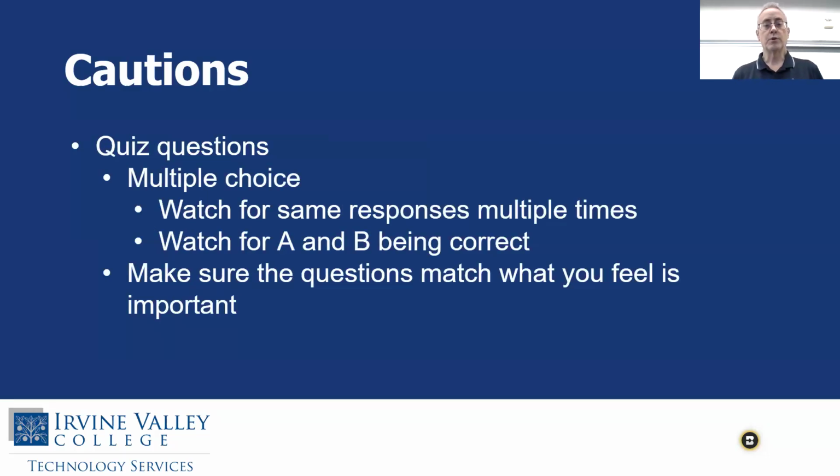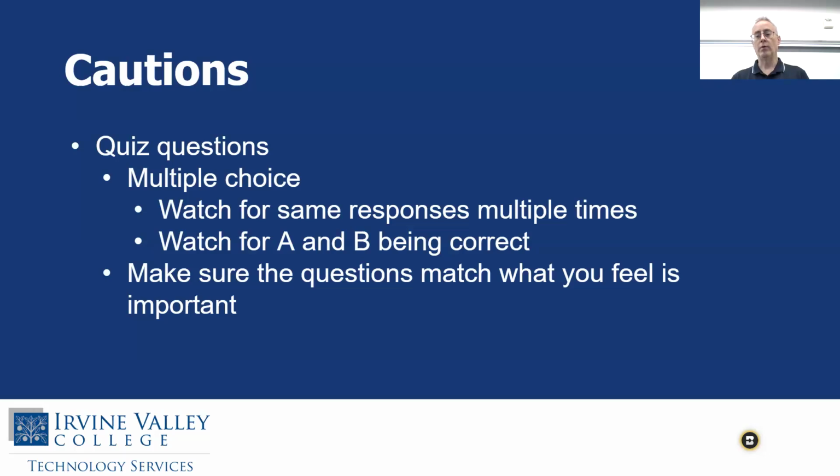Quiz questions, multiple choice: watch for the same response multiple times. Watch for just A or B to be correct, meaning all of the correct answers are the first answer. Now, when I upload that into Respondus, which creates the question bank for you, then it will randomize that part, but do watch and make sure that you don't always have the correct answer being A, being the first one.